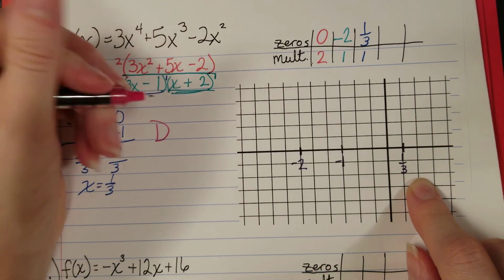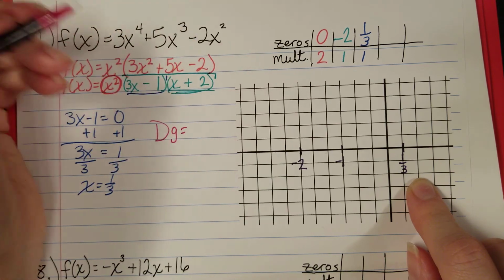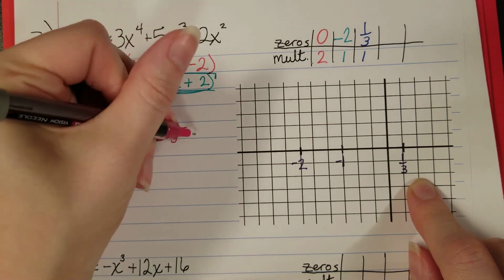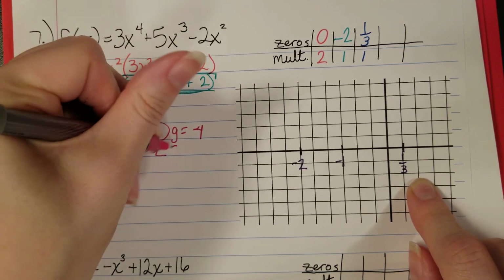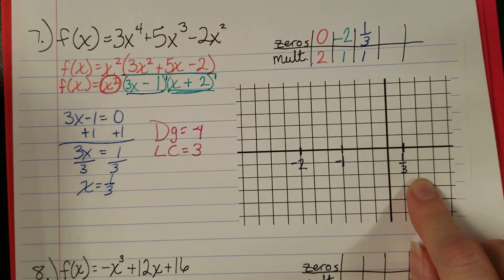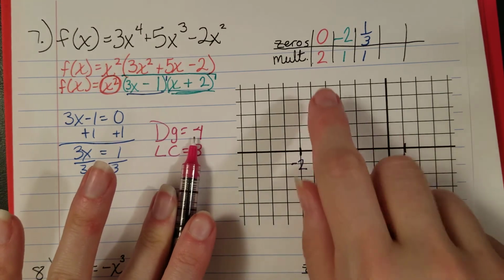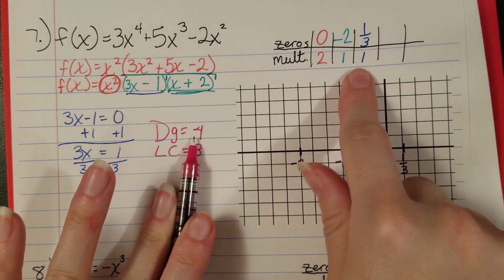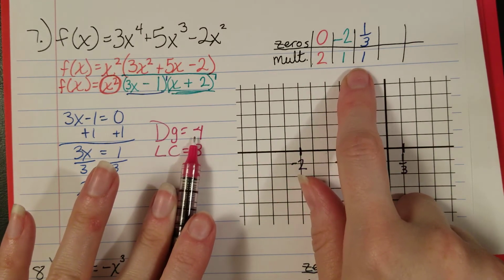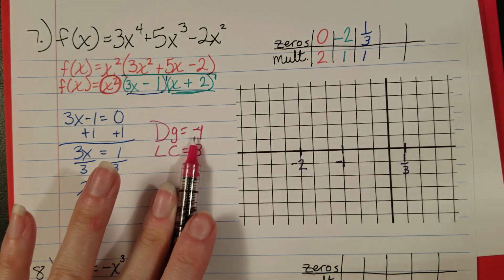My degree, I can just look at my original here to see that my degree is 4. My leading coefficient is 3. And we can also confirm, okay, degree is 4. Would that be the same as the sum of these multiplicities? Yes, it would. So that's a little confirmation there.